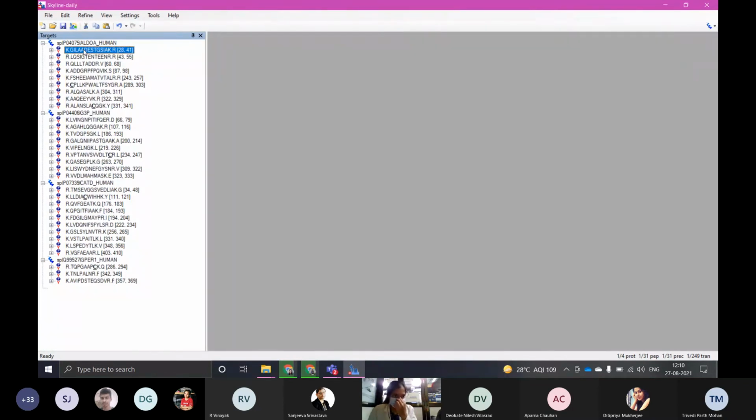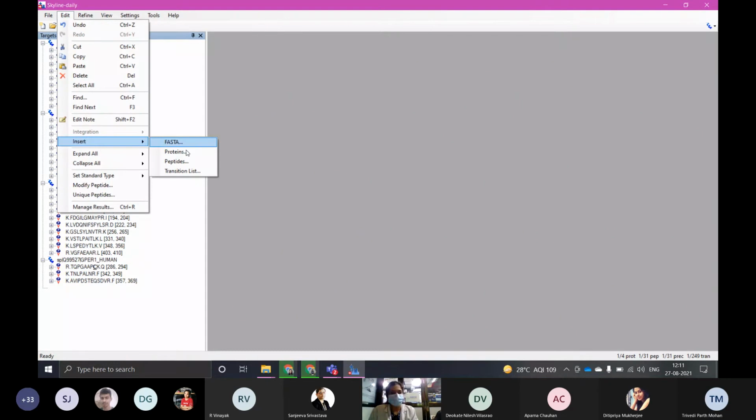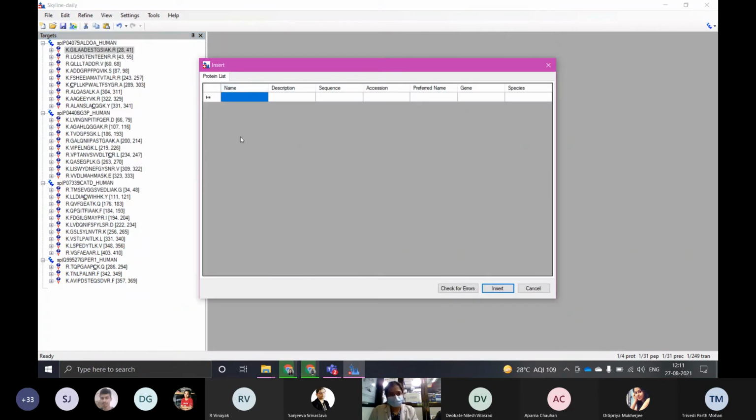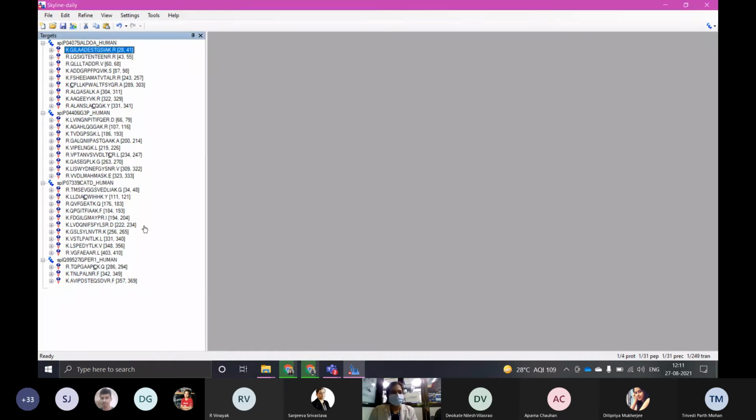To prepare a transition list, you have input the proteins now. What did you do? You installed the Skyline software. You went through the settings. You made sure that the settings were according to what you felt were the most optimal for your experiment. Then you went to Edit, Insert, Proteins, and you inserted your protein targets here. It maps them to the background proteome you have already added, and this is your background proteome. This is your target list.